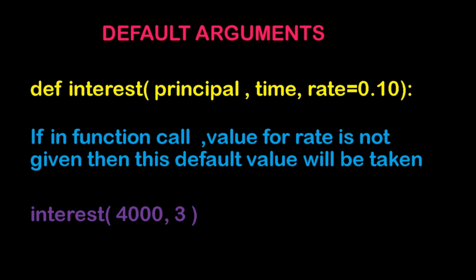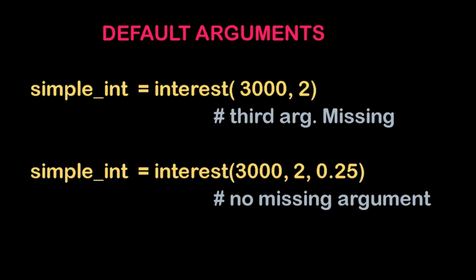If the value for the rate is not given, then 0.10 will be taken as the rate. So we will see the function call now. Interest 4000 comma 3, 4000 is for principal and 3 is the time, and for the rate I am not passing the value. So what will happen now? The rate will be taking the default value.